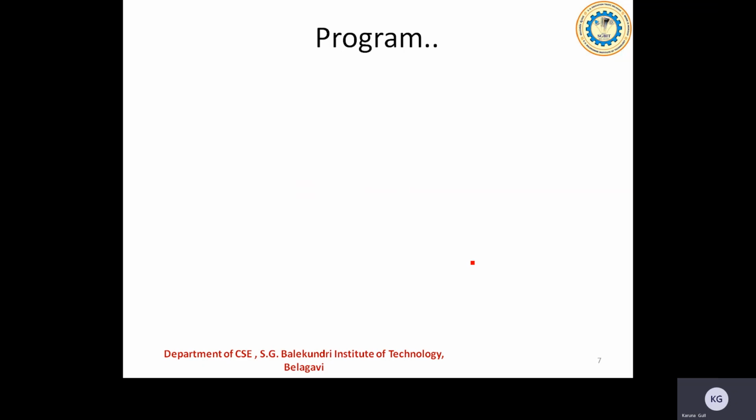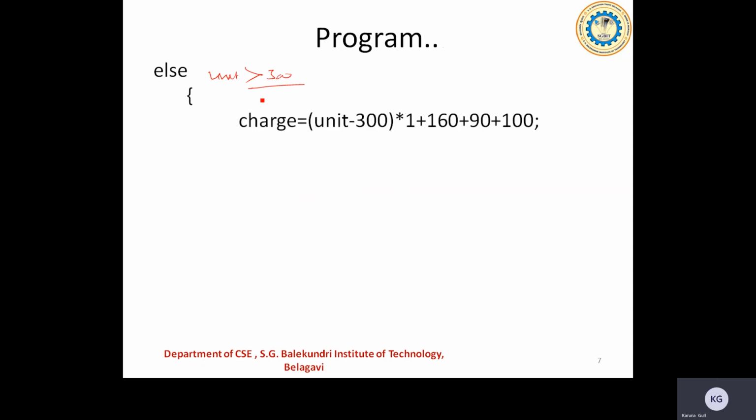And the else part: if it is not less than or equal to 300, then it must be greater than 300. So this is what the else part talks about. This is telling me that whatever unit you have consumed is more than 300 units. If it is true, then charge is equal to unit minus 300, because only above 300 units we need to pay 1 rupee. For 200 to 300 units we need to pay 90 paisa.